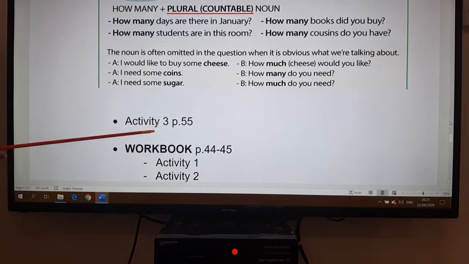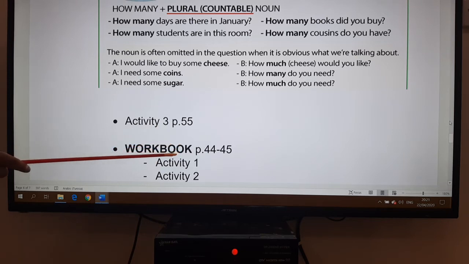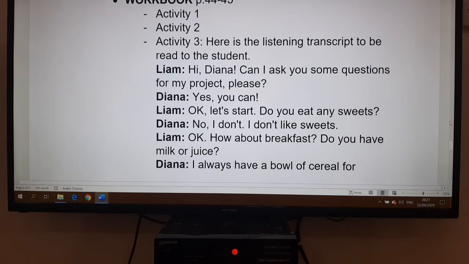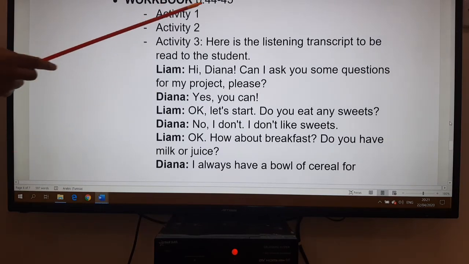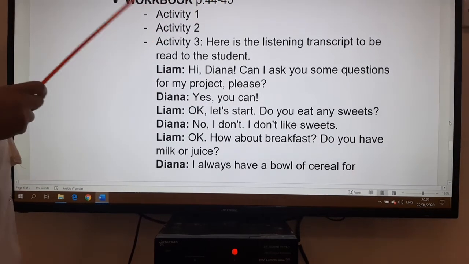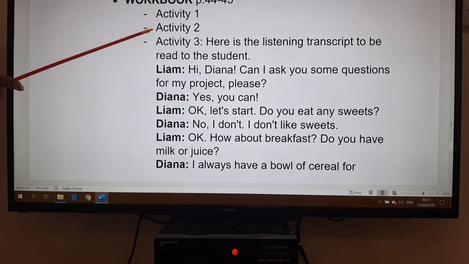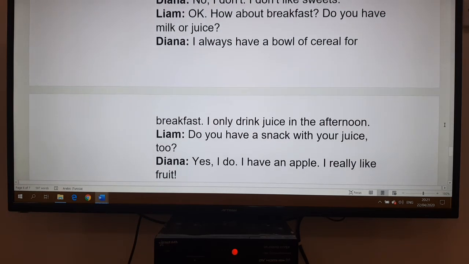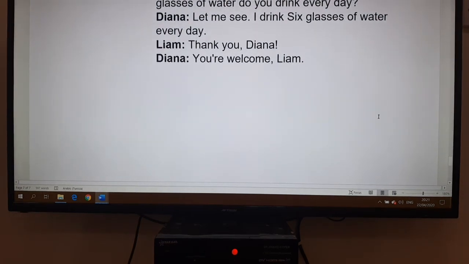Then we move to activity 3, page 55, and the exercises in the workbook. We have them on pages 44 and 45, activity 1, 2. For 3, I have added the listening transcript, like this.